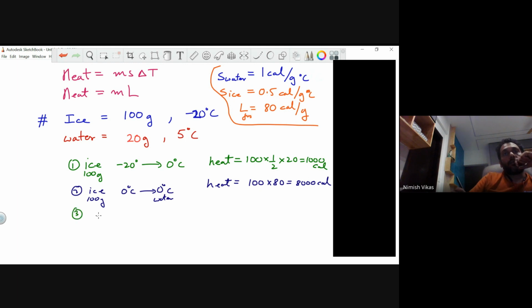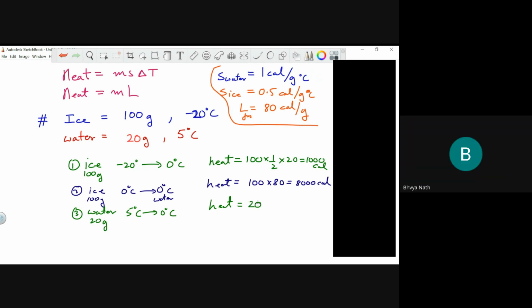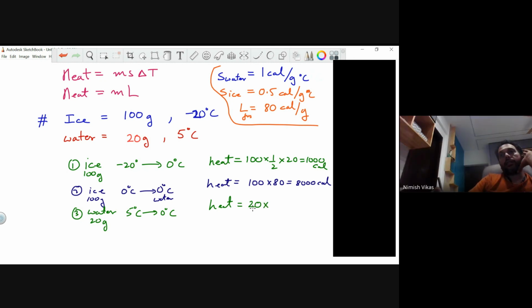Now, some calculation for the water. So water was how much? 20 grams. 20 grams of water went from 5 degrees Celsius to 0 degrees Celsius. How much heat will it give out? So is it 100? Why any doubt? m s delta T, 20 into 1 into change of temperature 5, which is 100 calories.